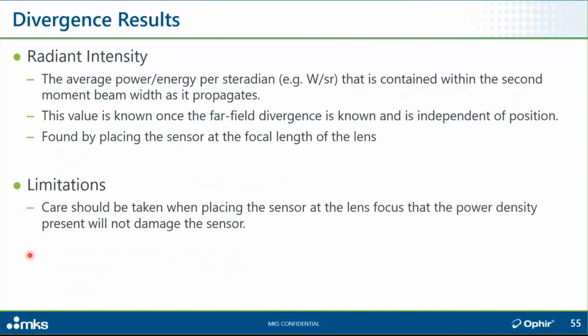The test to do this is done by placing the sensor at the focal length of the lens. So this calculation can be done very easily at the same time as the ISO focal length divergence method, the first of the 3 that we talked about. Both of those results, as you're moving the CCD sensor into the focus of a lens, you should be very careful to ensure that the focused power is below the damage threshold of the sensor. Otherwise, you will burn the sensor and it will need that sensor replaced.